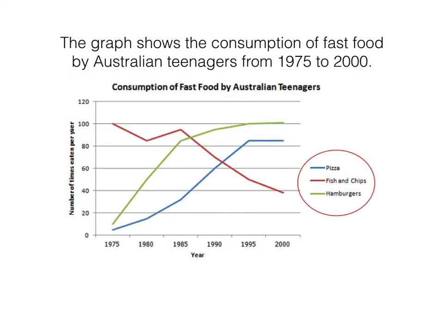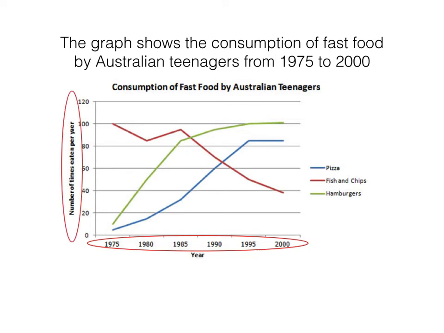Over here we see the fast food represented, pizza, fish and chips, and hamburgers. Down the bottom here we see the time frame, the years, and then on the side here we see number of times eaten per year. So these numbers, 20, 40, etc., represent how many times an Aussie teenager ate these foods in a given year. It's not about kilograms or money or people, it's about how many times they ate the food.